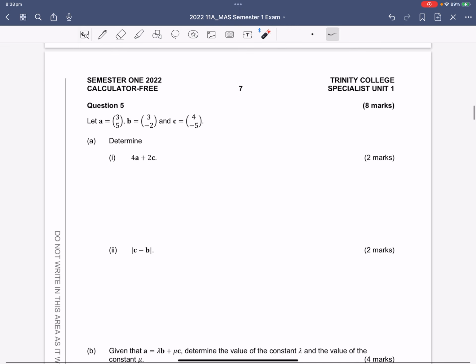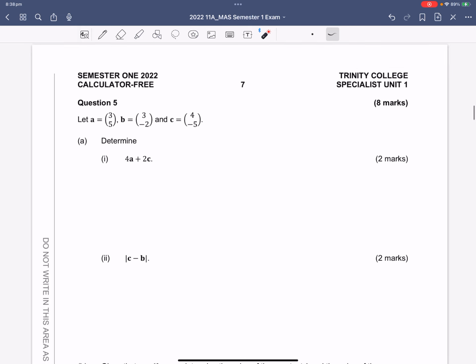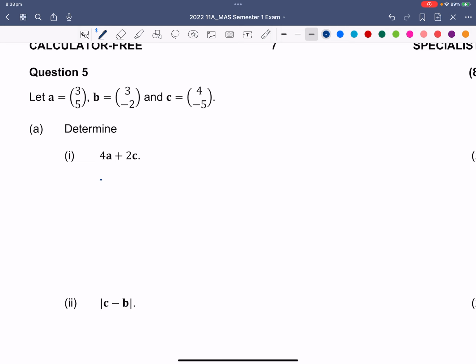Let A equal (3, 5), B equal (3, -2), etc. 4A plus 2C, very easy stuff. So that's just 4 lots of (3, 5), plus 2 lots of (4, -5). 4 3s are 12, plus 8 is 20, 4 5s are 20, take away 10 is 10. So there you go, that's simply 20i take 10j.